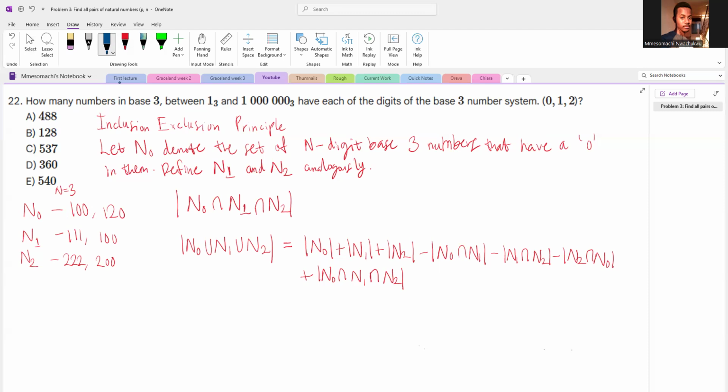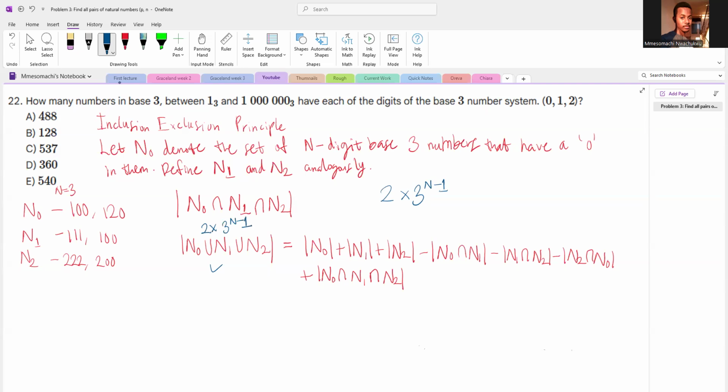I think the easiest term to find first is this. Every digit in the base 3 number system either has 0, 1, or 2. To find the total number of ways, the first digit can be a 1 or a 2, and the other digits can be fixed in 3 to the power of n minus 1 ways. So the first digit can be fixed in 2 ways, the remaining digits in 3 to the power of n minus 1. So this is going to be 2 times 3 to the power of n minus 1.